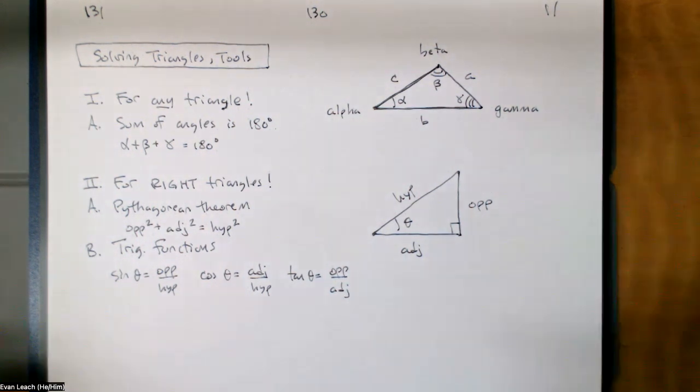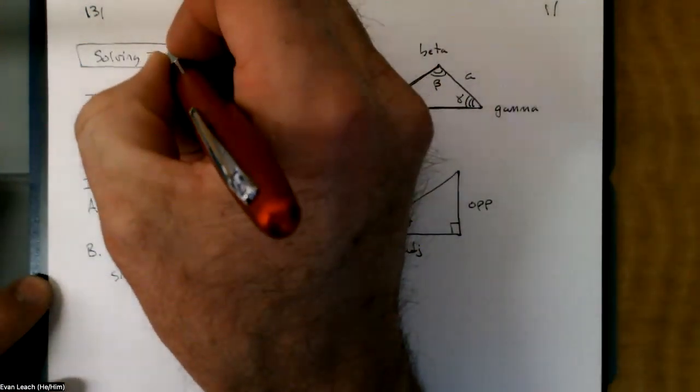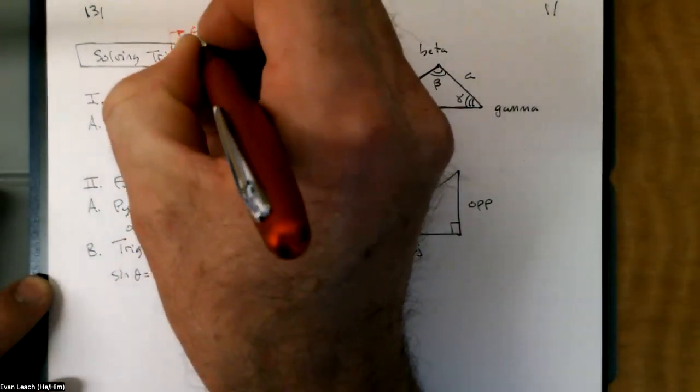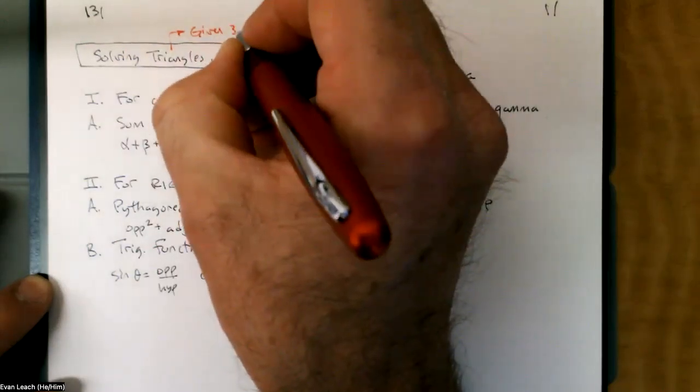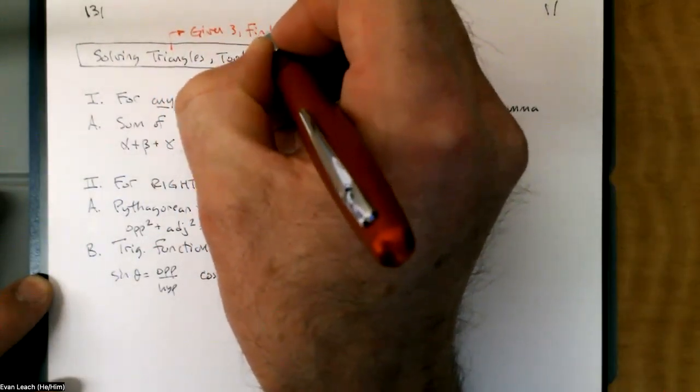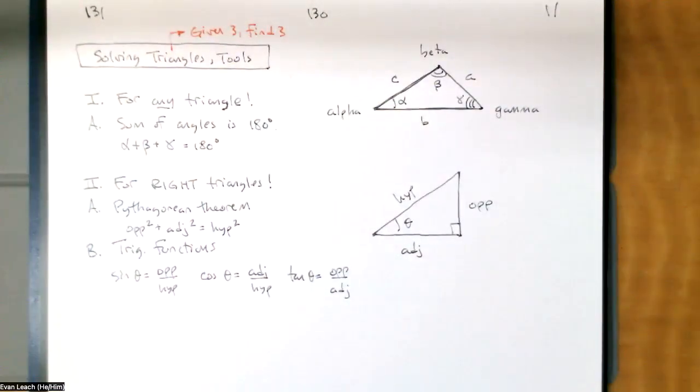Given 3, find 3. Solving triangles means given 3, find 3. I give you 3 parts. You find the other 3 parts. There are 3 angles and 3 sides. I have to give you 3 of those things in some combination that's not just 3 angles, and then ask you for the rest of the stuff.